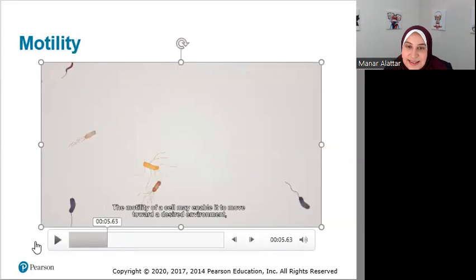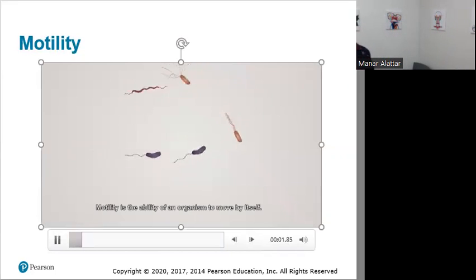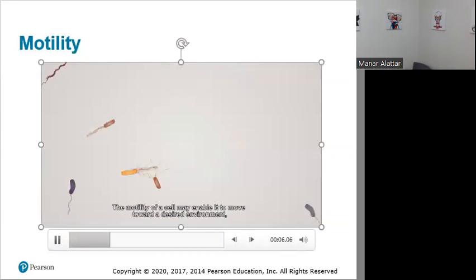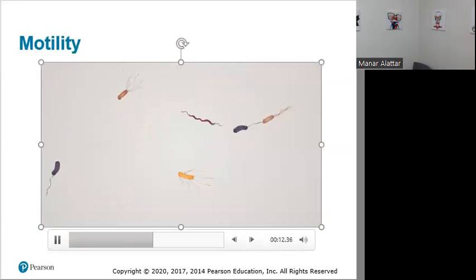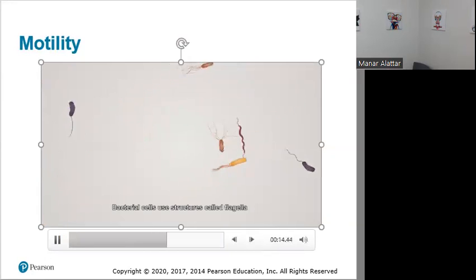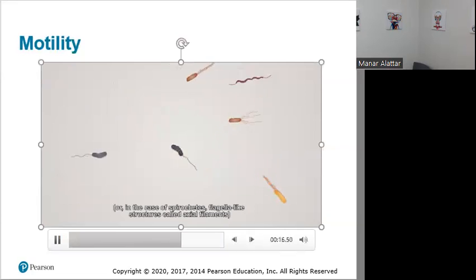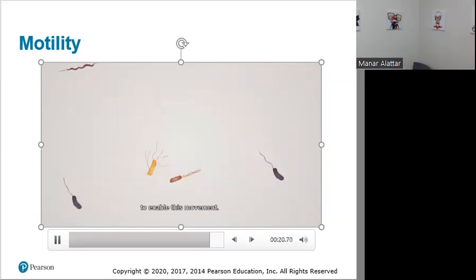The motility is the ability of an organism to move by itself. The motility of a cell may enable it to move toward a desired environment or to flee from a harmful environment. Bacterial cells use structures called flagella, or in the case of spirochetes, flagella-like structures called axial filaments to enable this movement.